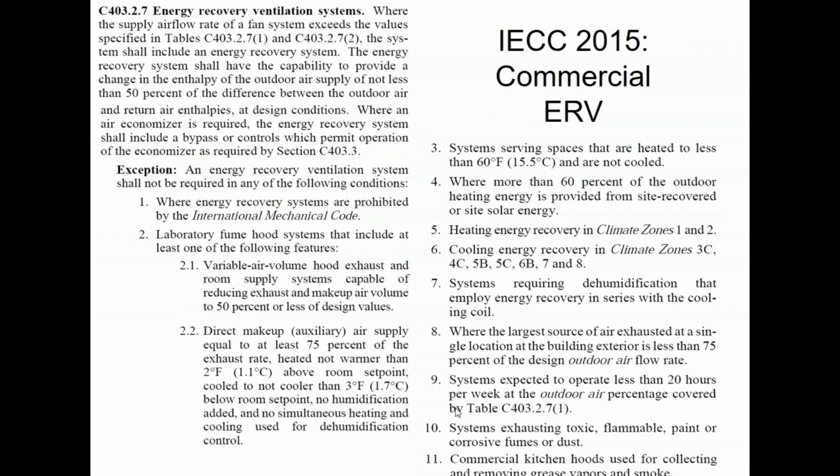But when is an ERV required? Well, if your code requires you to provide an ERV, it has to be 50% total enthalpy recovery. That means you cannot get a sensible-only ERV, an HRV. That would not comply with code. You've got to do 50% of the total. So if you're only doing heating and cooling and you're not doing humidity, you're not going to get 50%. So HRVs are automatically out for code compliance reasons.